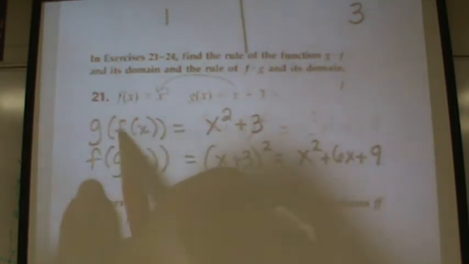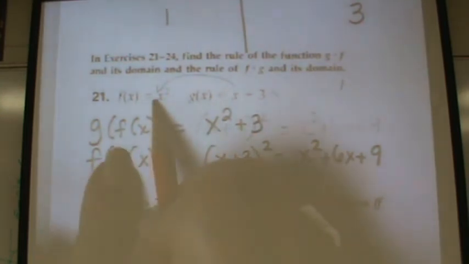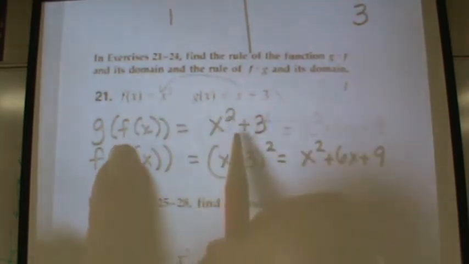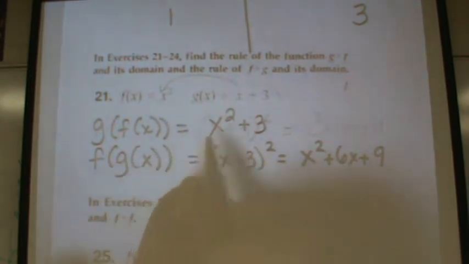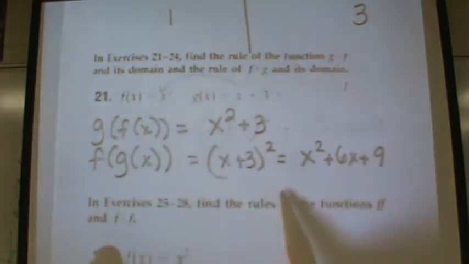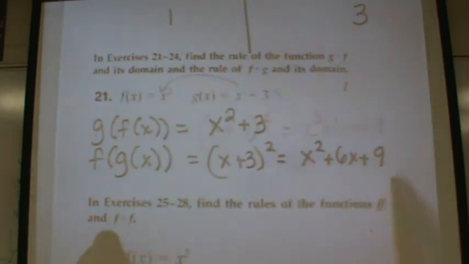So g of f of x, you plug the f function into the g function, and you get x squared plus 3. F of g of x, you plug the g function into the f function, you're going to square it, and you get x squared plus 6x plus 9. Moving along.